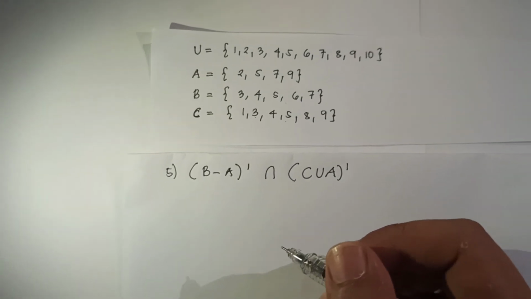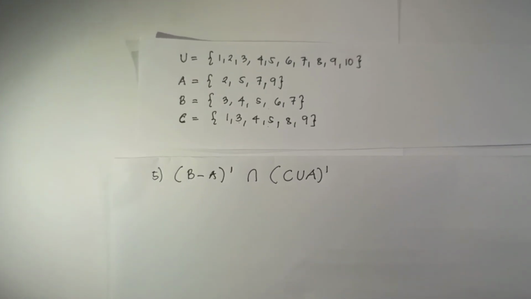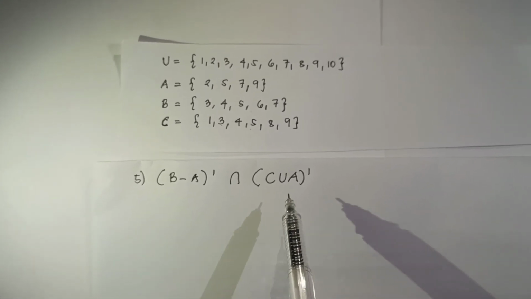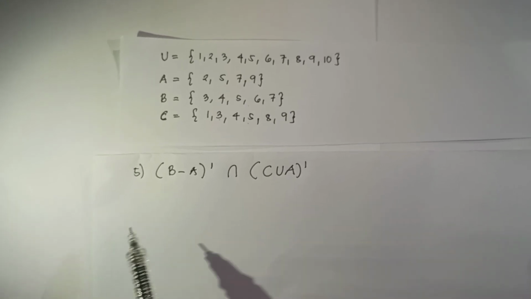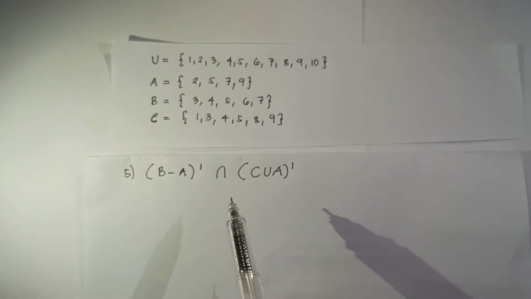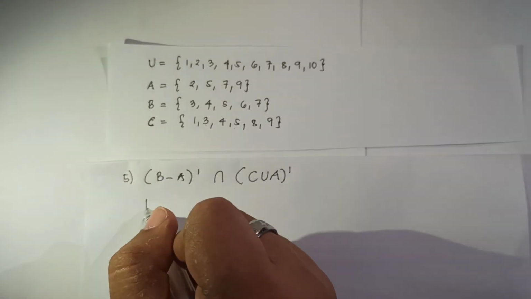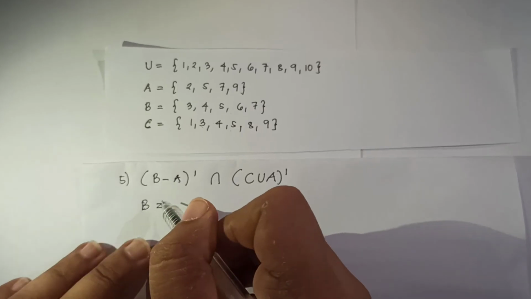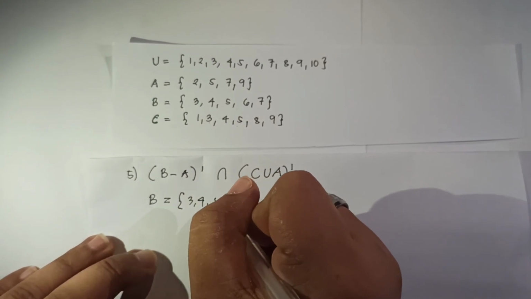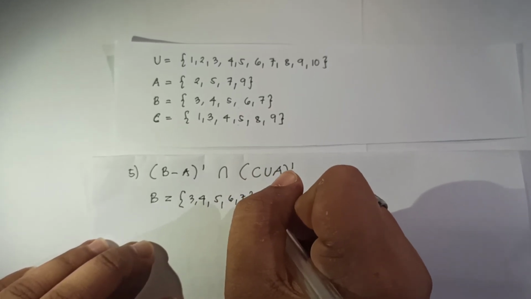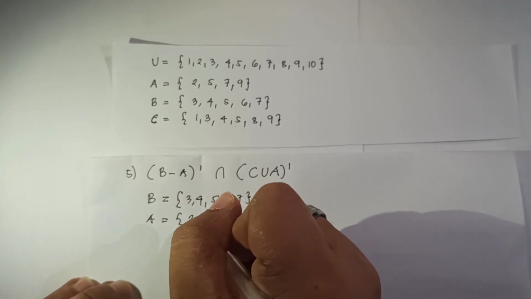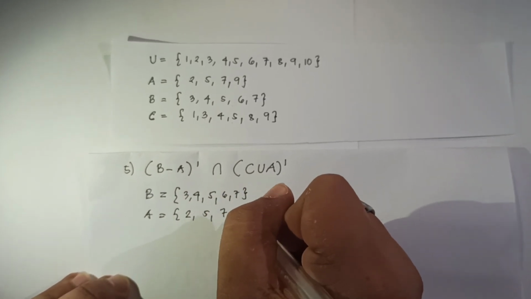Okay, so we are now in number 5. So B minus A quantity prime, intersection of C, union of A quantity prime. So difficult siya, but we will make it easy. So first, we have B. Copy the B. So we have 3, 4, 5, 6, and 7. And our A here is 2, 5, 7, and 9.